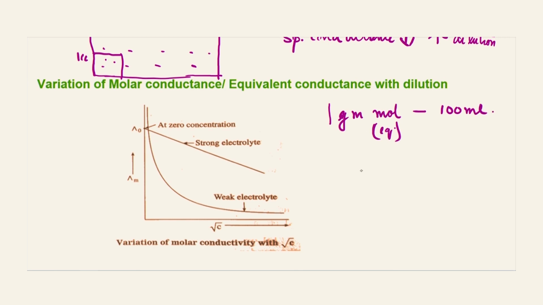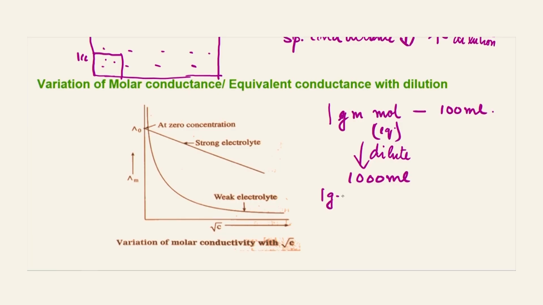Now, what I am going to do is dilute this solution too, and convert the volume into 1000 ml. So, I have diluted it 10 times. Again, you have not added any amount of solute or electrolyte. Here you again have 1 gram mole or 1 gram equivalent, whatever it is, and it is now occupying a volume of 1000 ml. Here the volume has been increased.